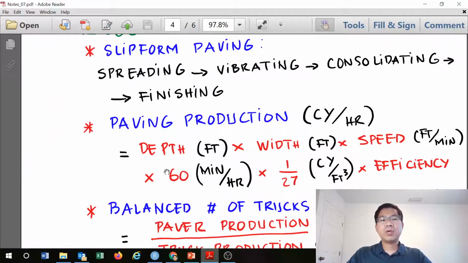And then, because that is per hour and this is feet per minute, we have to do a unit conversion, 60 minutes per hour. And then because that is cubic feet, we divide by 27 to convert to cubic yards, and whatever efficiency factor we applied in the previous lesson, we can apply in. So basically in production, what is the depth, the width, and speed, and then unit conversion, considering the efficiency factor, that is how we can determine the paving production.